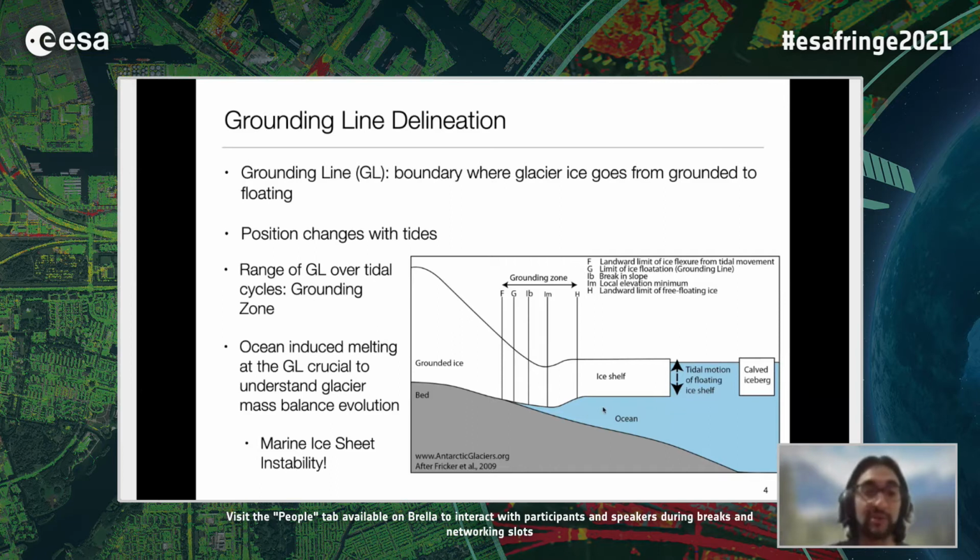So as you have warm water eating away at the bottom of the glacier, you can have retrograde slopes that could lead to positive feedbacks and marine ice sheet instability and all these issues that really need us to carefully track the position of the grounding line over time to better understand the long-term evolution of glaciers and ultimately sea level rise across the globe.